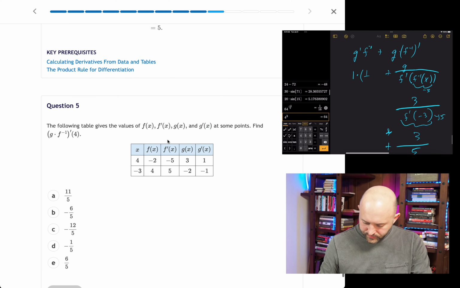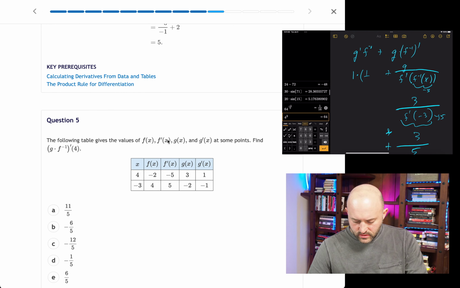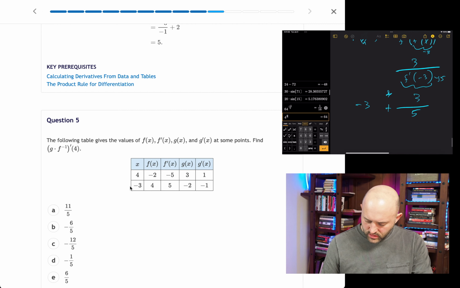Good gracious. How do we do the left-hand side? It is g prime of x times the inverse of it. So inverse of, again, 4 of x inverse. g prime of 4 is 1. Inverse of f of 4 is minus 3. So it's negative 3 plus 3/5. Oh boy. So that's negative 15/5 plus 3, which means it's negative 12/5.